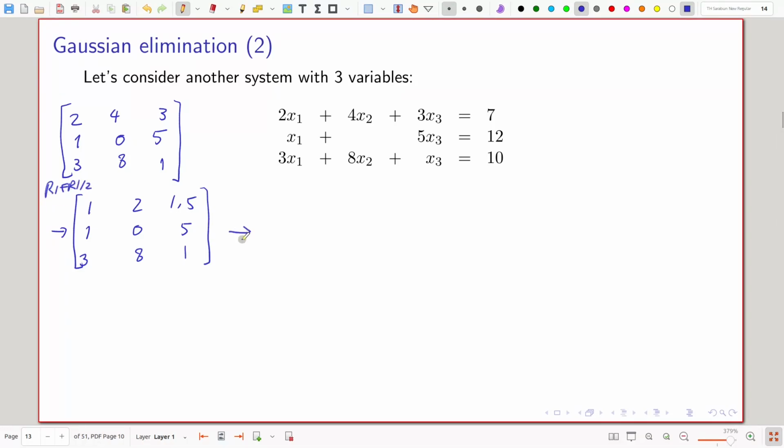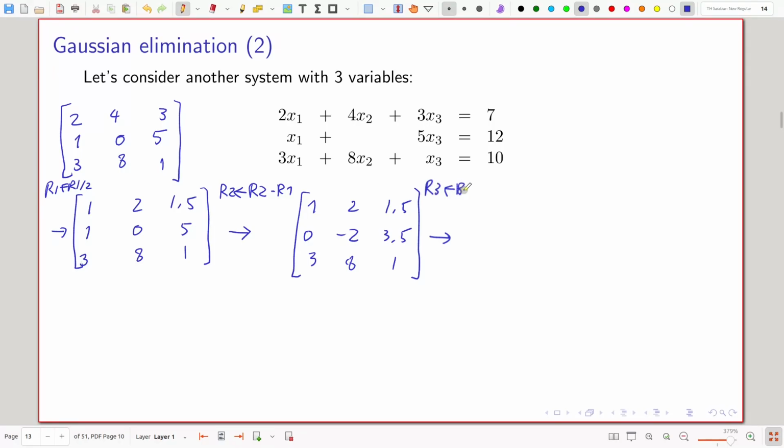Okay, the next step is roughly the same, so I will do that really quickly. So I subtract the second row with the first row. So I get the first row being the same. Second row is 0, minus 2, and 3.5. And the last row remains the same. Now it will get more interesting after this.